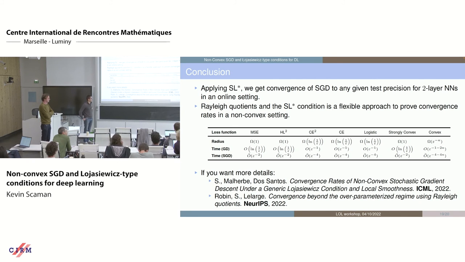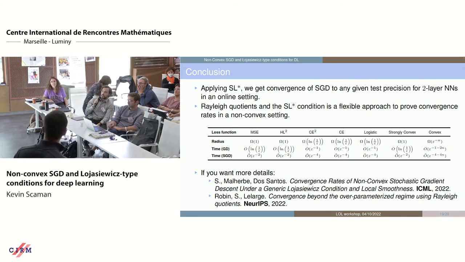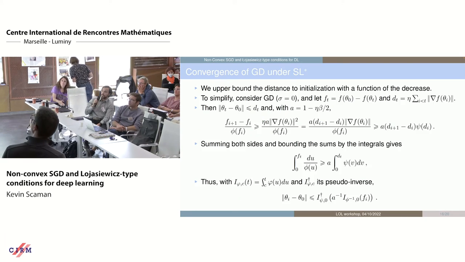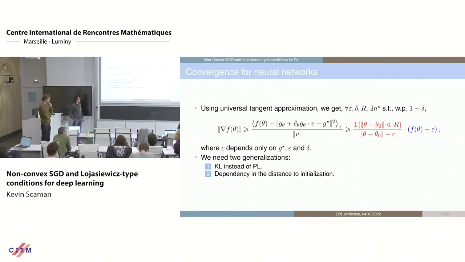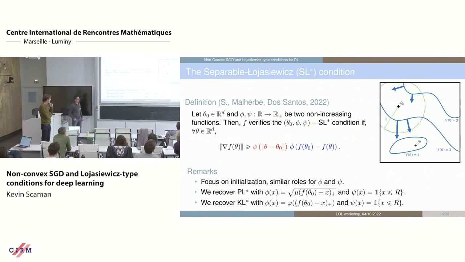Can you go back to the SL star? Just one question about SL star. I think I might be just a bit confused. There. So theta zero is the initial point, you're saying?